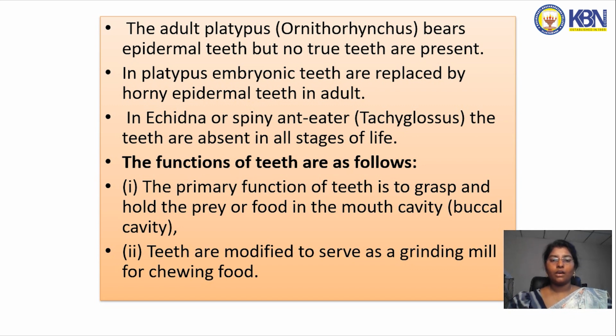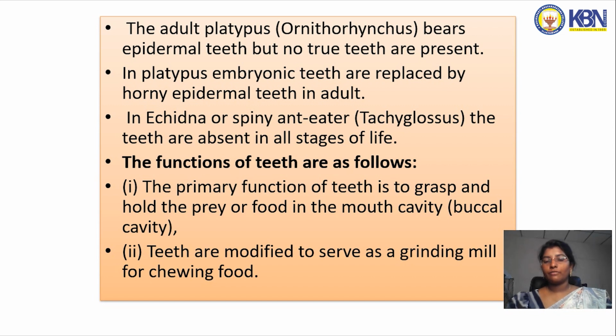In the echidna or spiny anteater, Tachyglossus, the teeth are absent in all stages of life. Let us know about the functions of teeth. The primary function of teeth is to grasp and hold the prey or food in the mouth cavity. Next, teeth are modified to serve as a grinding mill for chewing food.